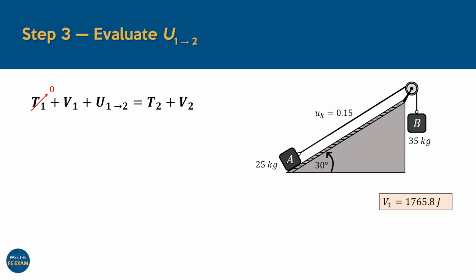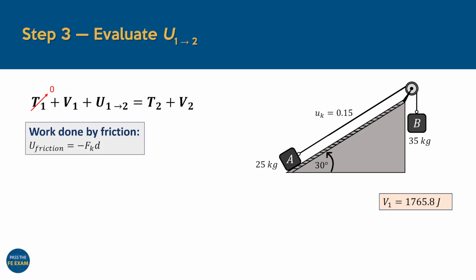We can now move on to the work being done on the blocks as they move from state 1 to state 2. Since block A is moving along a rough incline, we need to account for the work done by friction, a non-conservative force. The work done by friction can be calculated by multiplying the kinetic friction force, Fk, and the displacement of block A along the incline, here referred to as d. The negative sign is there because friction always opposes the motion, so it does negative work on the system.